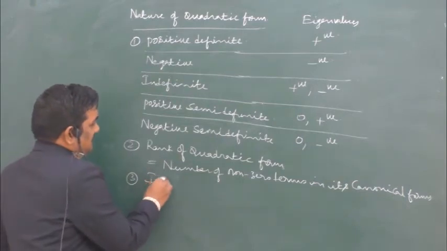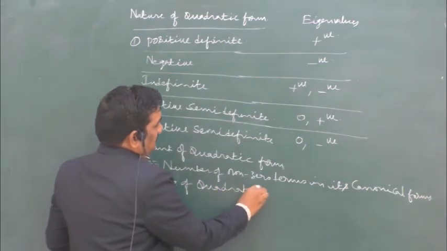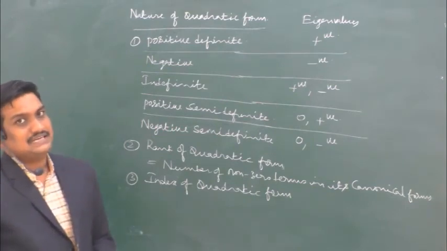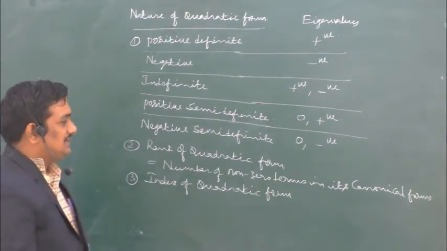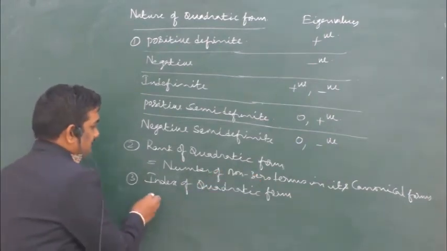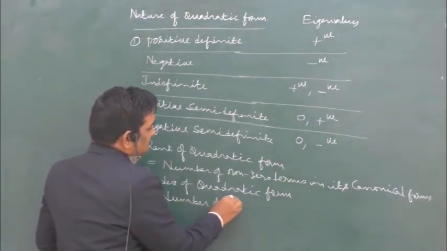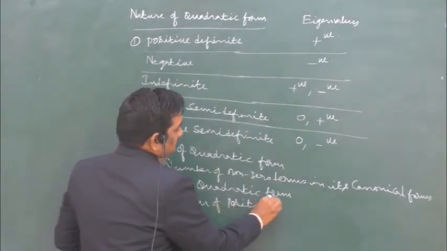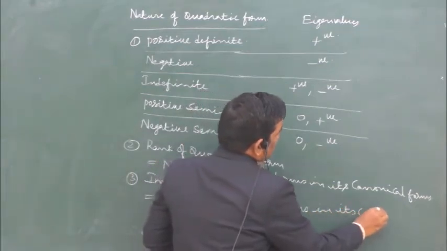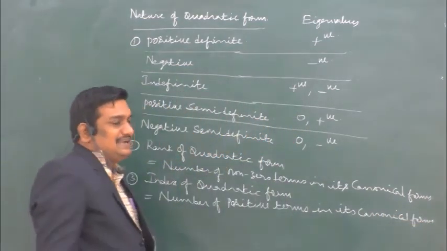Then index of quadratic form. Index of quadratic form is the number of positive terms in the corresponding canonical form. Okay, the number of positive terms in the corresponding canonical form is called the index. After reducing to the canonical form, the number of positive terms gives the index.